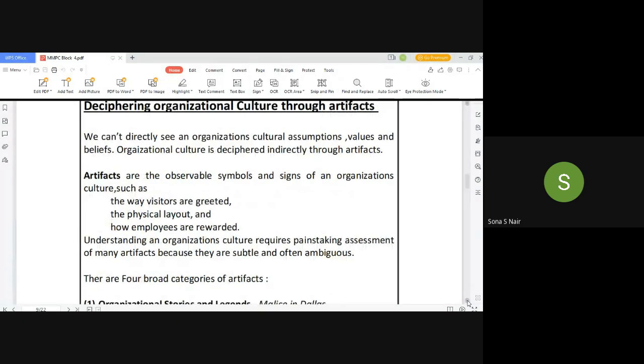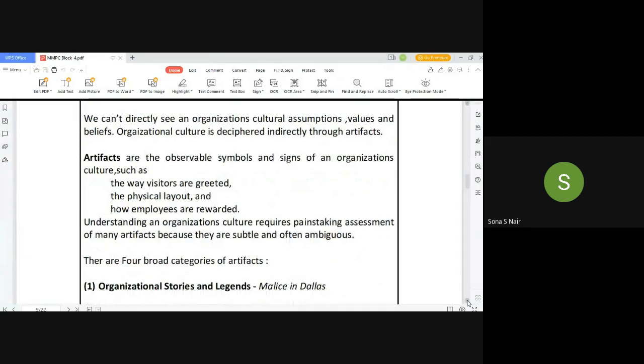What are artifacts? Artifacts are observable symbols and signs of an organization's culture, such as the way people are greeted, the physical layout of the office or the factory, how employees are rewarded. Understanding an organization culture requires painstaking assessment of many artifacts because they are subtle and often ambiguous, and also because you cannot come to a judgment about the organization's culture by observing only one or two things.